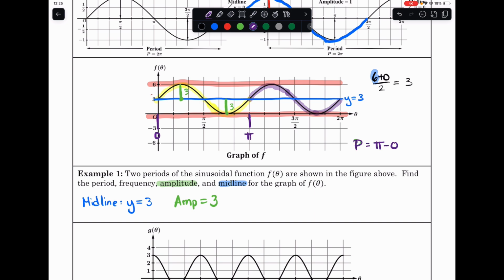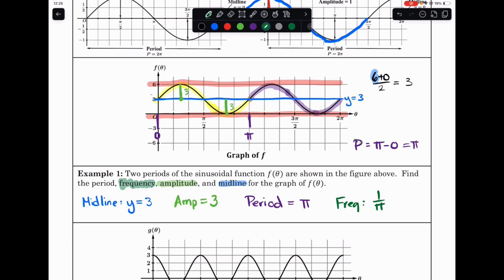And the reason I did that is because when I subtract by 0, nothing happens. So we just end up with pi. So our period equals pi. And the last thing I would find would be the frequency, because our frequency is simply the reciprocal of our period. So 1 over pi.